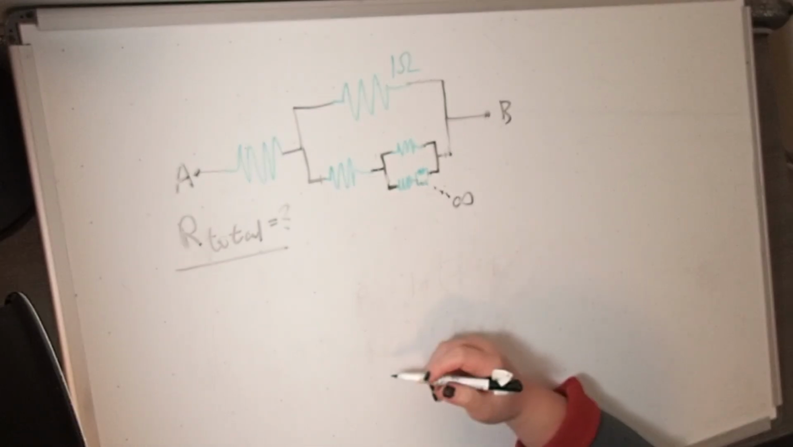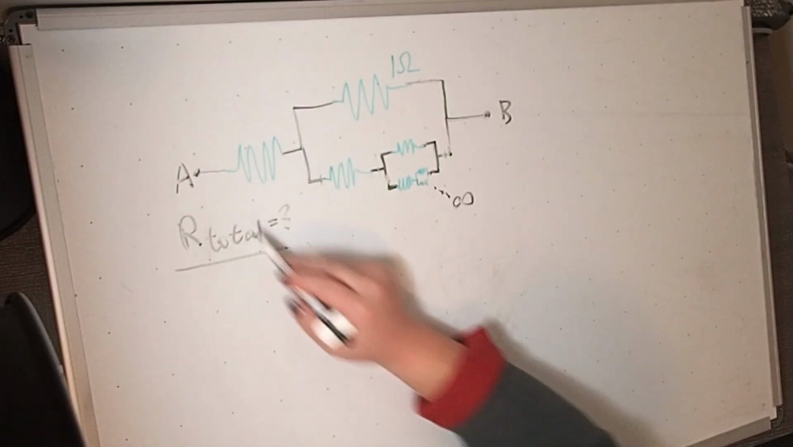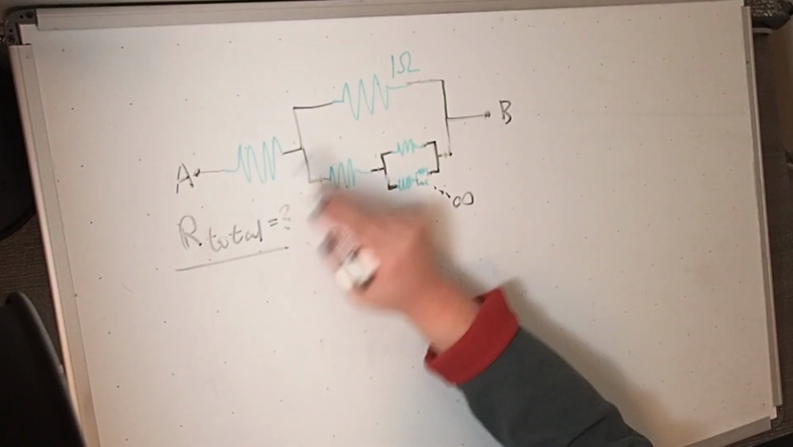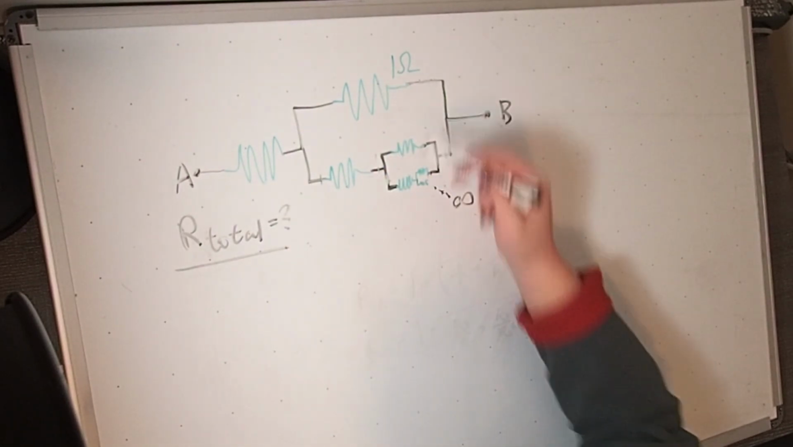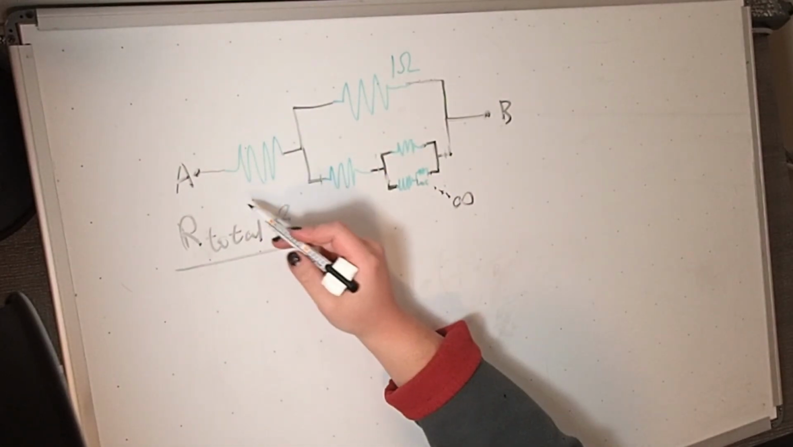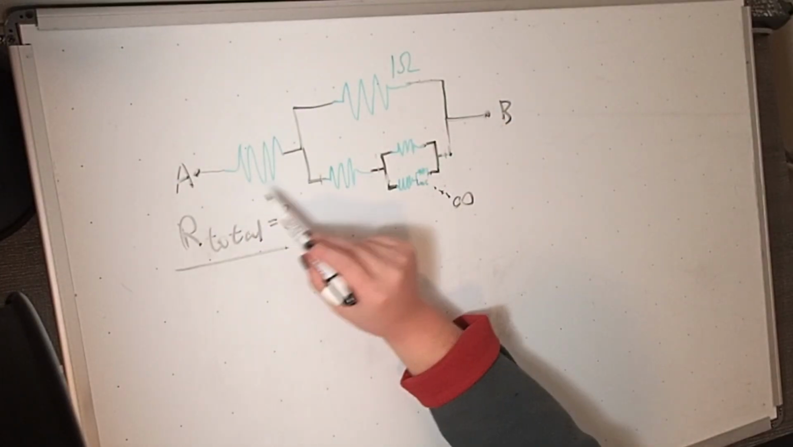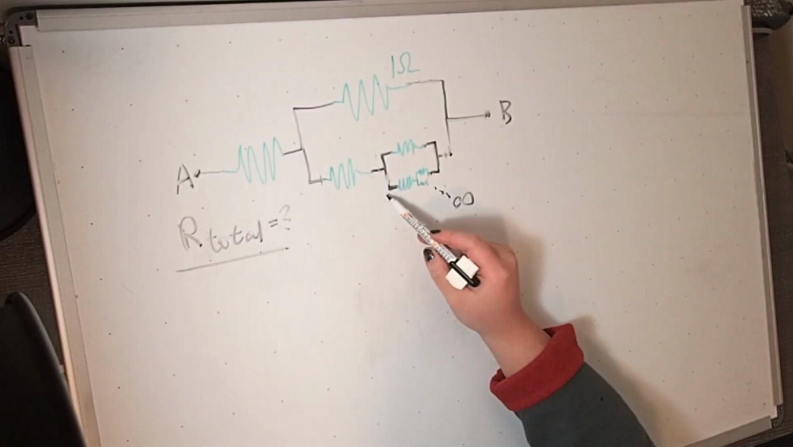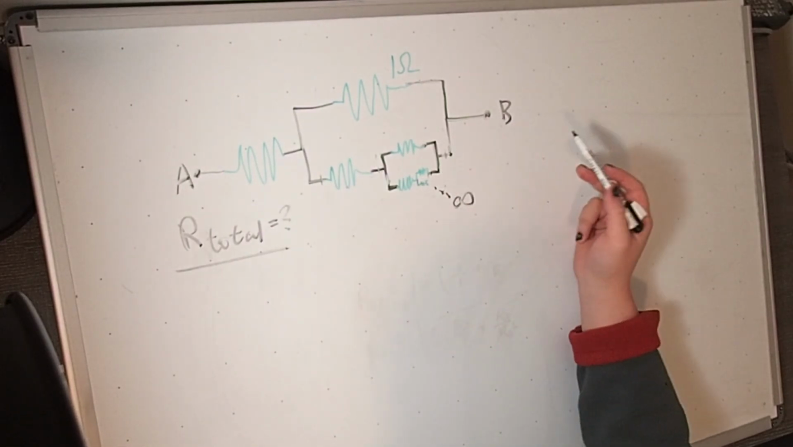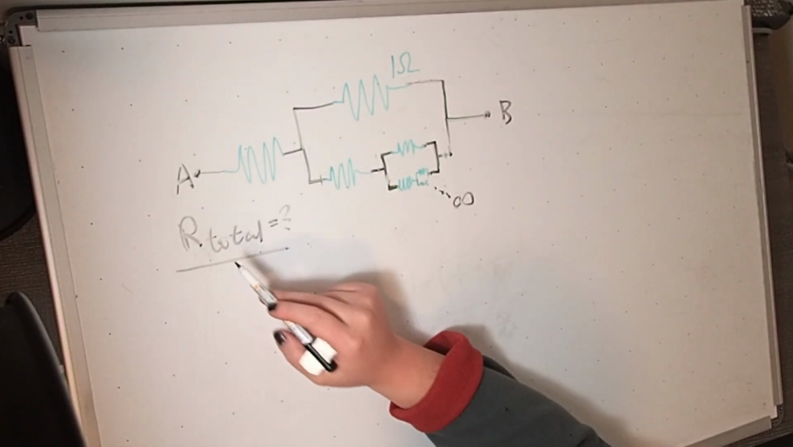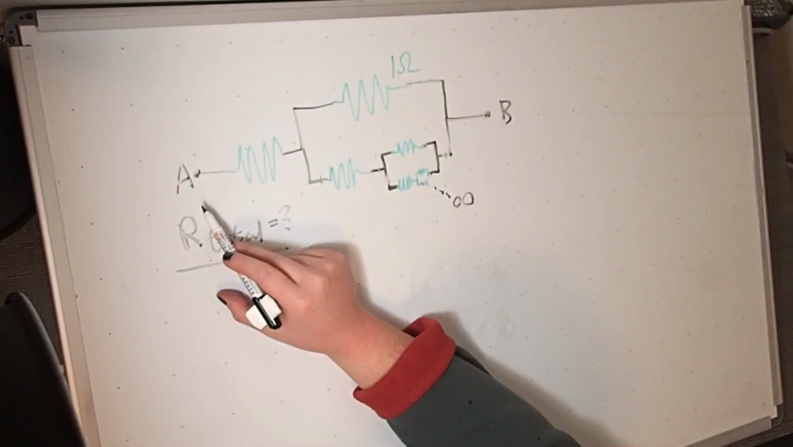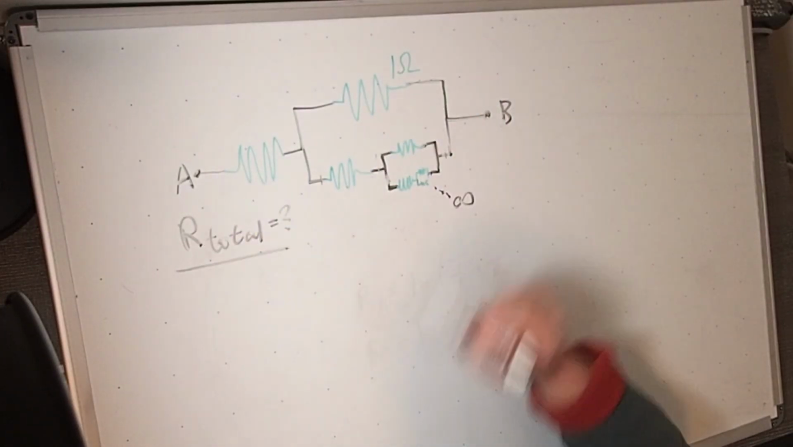Right, so what we have here is a circuit with points A and B and a bunch of little resistors, which are all 1 ohm. We have a main path that goes through this resistor, splits off up here, and a little side path that goes down here and splits off again, and so on. We want the equivalent resistance of the entire circuit from point A to point B.